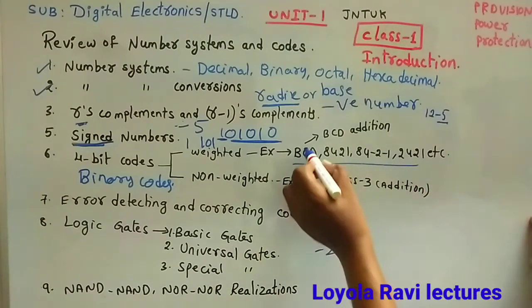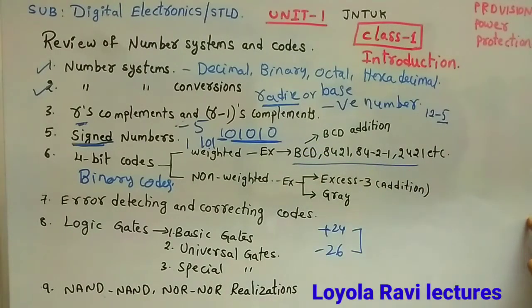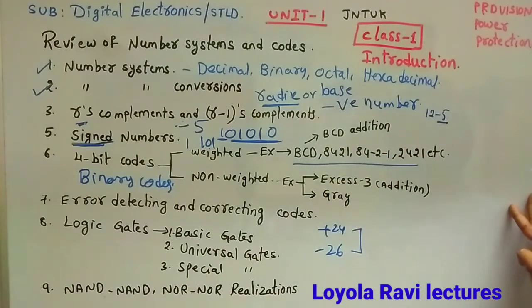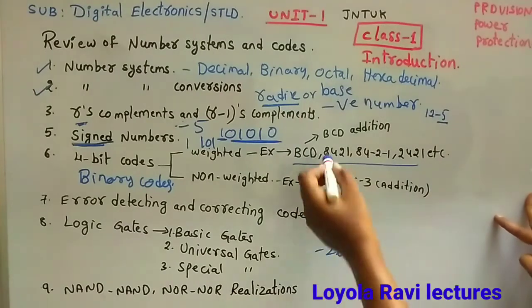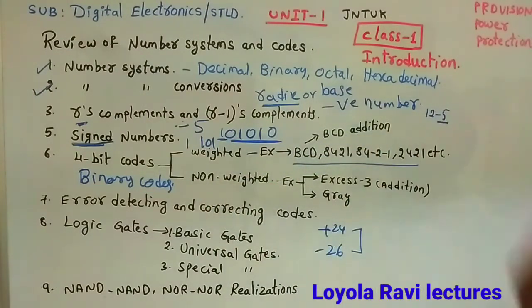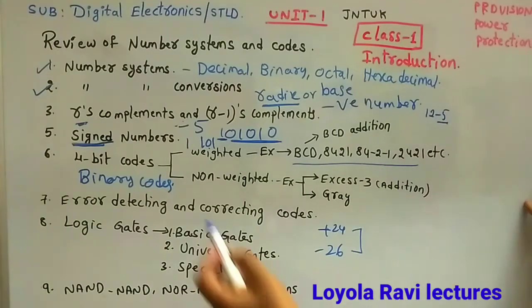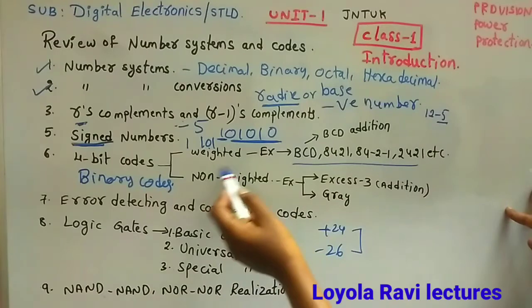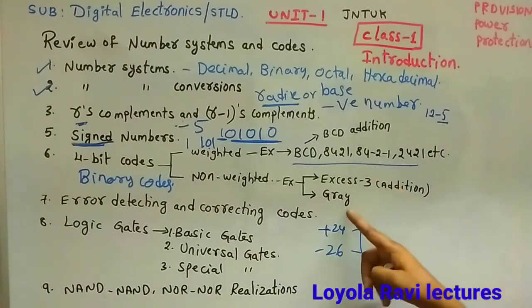And in the same manner, for example, I am taking BCD, binary coded decimal. For BCD we will perform the addition operation also. BCD addition also we will perform. That is another additional topic. So weighted codes, examples, BCD addition. This is one part. And non-weighted codes. Here the non-weighted codes examples are XS3 code and gray code.